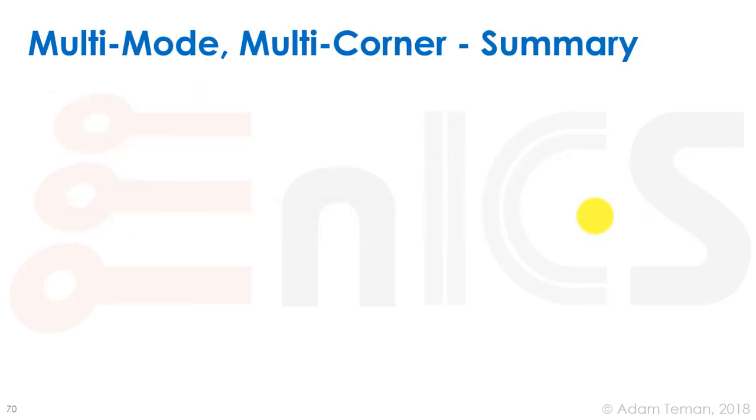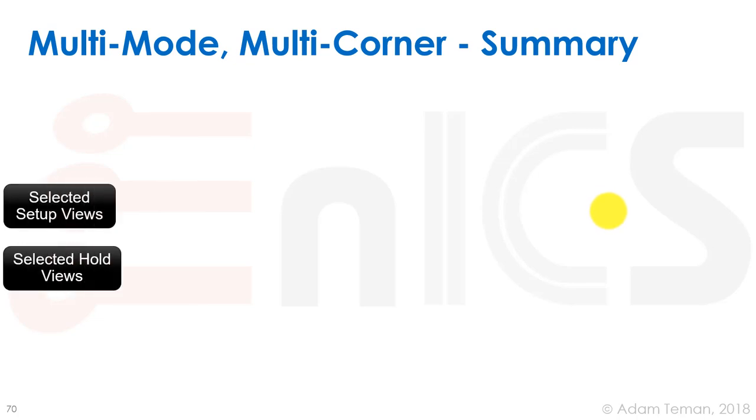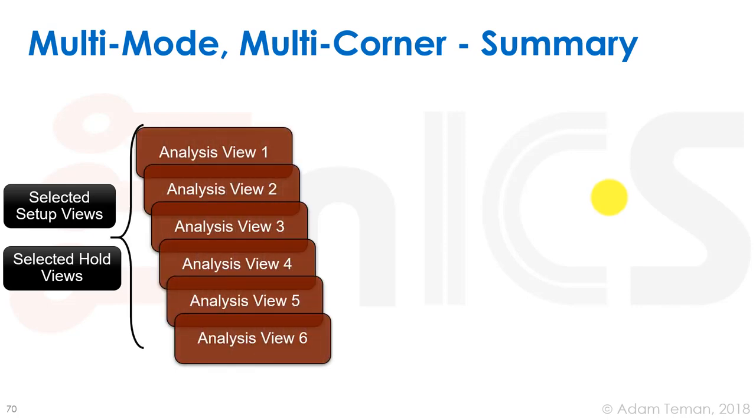So to summarize all that confusing thing, and I hope this will make everything look clear, our top-down hierarchy looks like this. We have the views that we want to run setup and hold on. These are called our selected setup views and our selected hold views. Obviously, each one of them has to have a list of one or more views. So we choose from all of our analysis views which views we want to check setup and which views we want to check hold on.